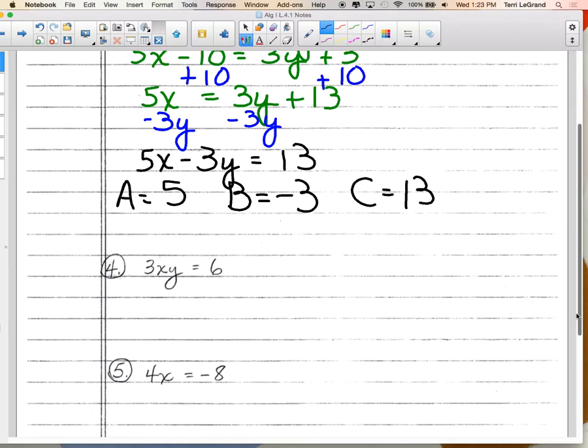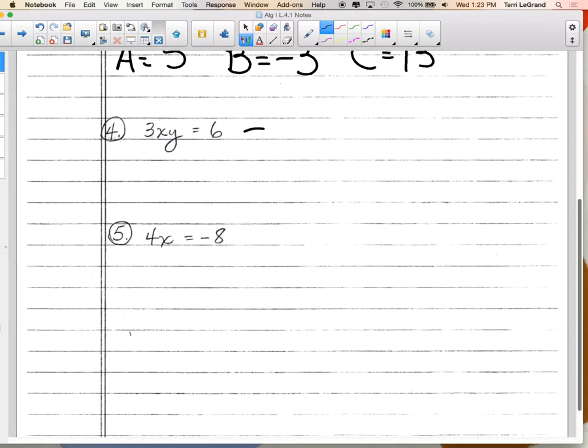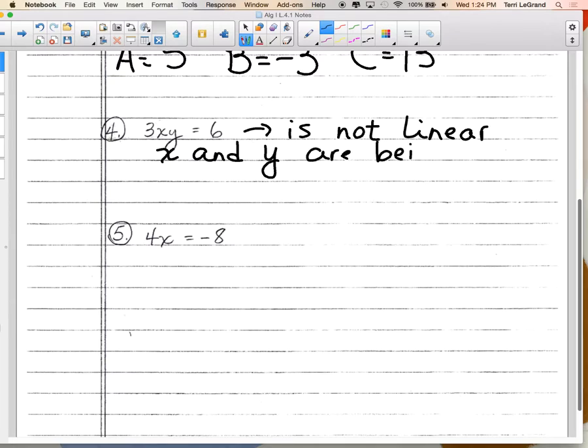How about number 4? Is it linear? No. What's the problem? X and Y are being multiplied. Okay, so we're going to say it is not linear, and if it's not linear, we're not going to talk about standard form. We're going to give our reasoning why it is not linear: x and y are being multiplied. That's the rule of Brooke. Give your reasoning. Maybe it's because it's in the denominator. Maybe it's because the x is being taken to a power other than 1. Whatever the rule is that breaks.